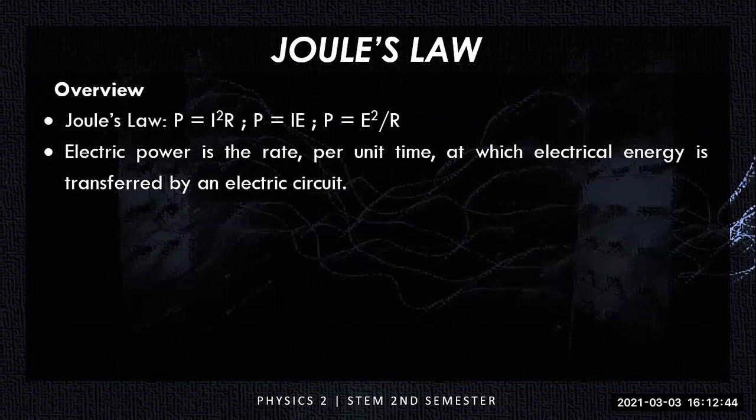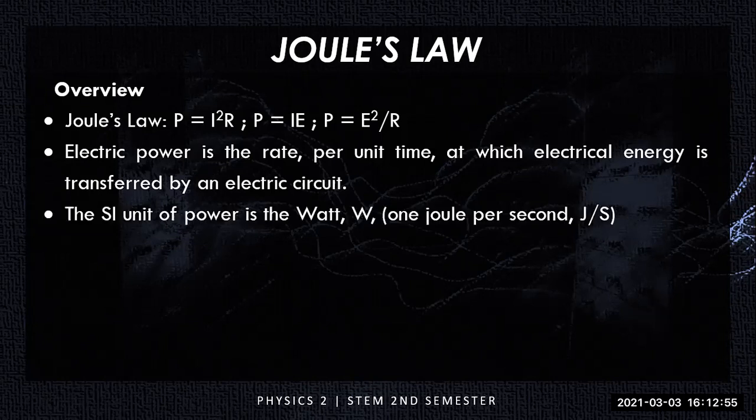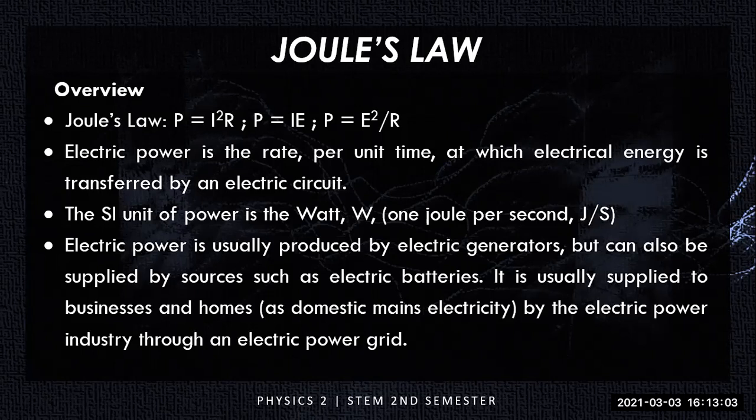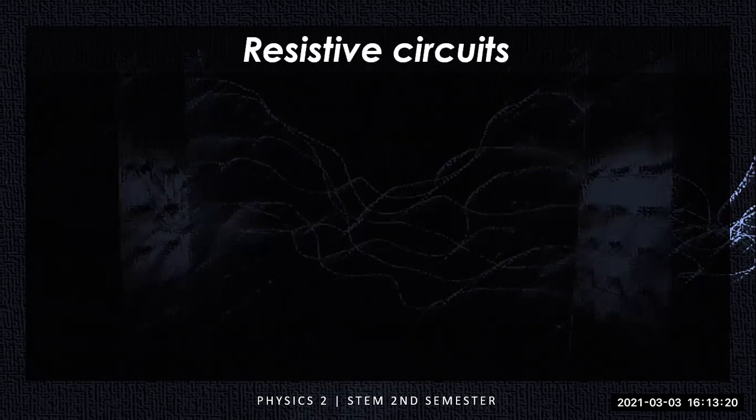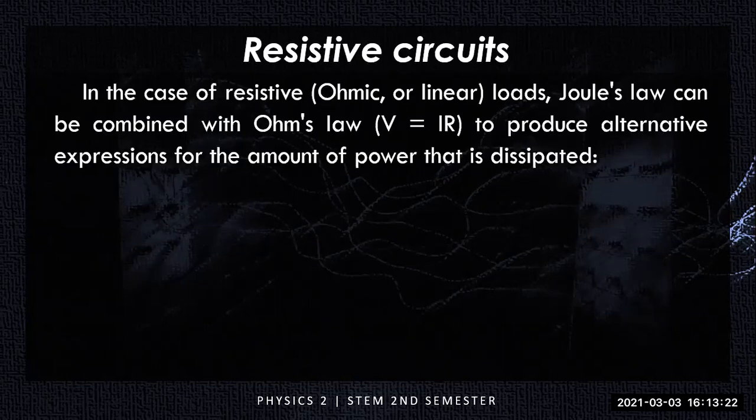So how do we define power? Electric power is the rate, per unit time, at which electrical energy is transferred by an electric circuit. The unit for power that we will use is watt, in honor of James Watt, which is 1 joule per second. So watts, wattage. Electric power is usually produced by electric generators but can also be supplied by sources such as electric batteries. It is usually applied to businesses and homes as domestic mains electricity by the electric power industry through an electric power grid.